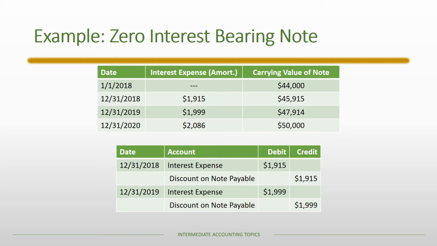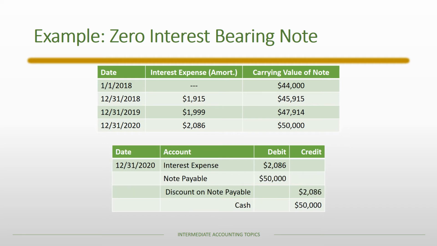We have similar entries for 12/31/2019. Of course, in this case, the interest expense is $1,999, and the amortization is also $1,999, again, because it's an updated year.